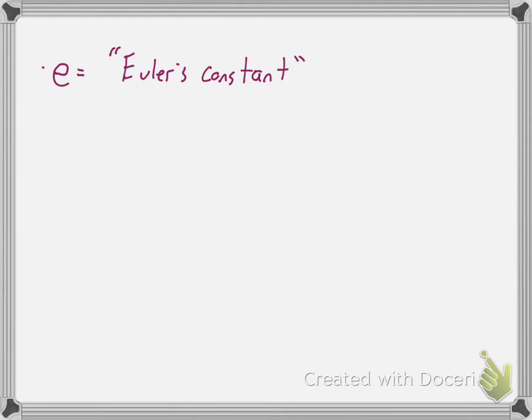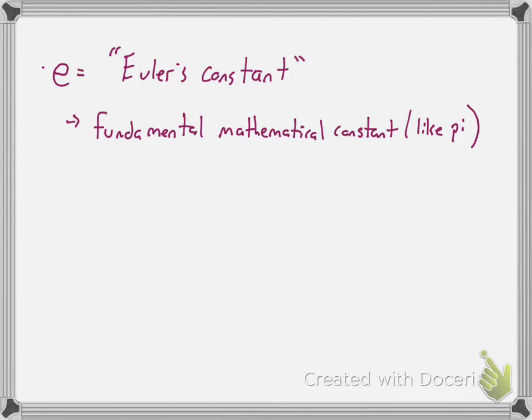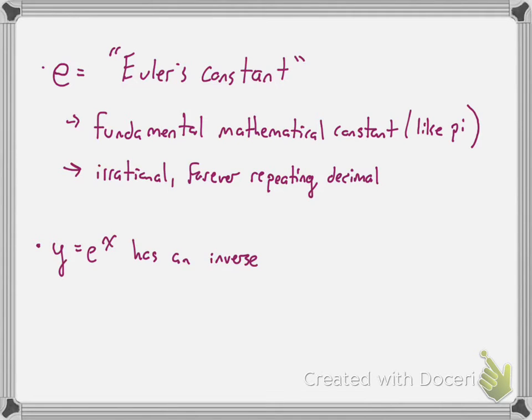Again, just to reiterate what e is, e officially is called Euler's constant. I don't know if we went over that before. And it's a fundamental mathematical constant like pi, so it's like one of those commonly used numbers. It's irrational, so we have our own symbol for it. It's irrational and a forever repeating decimal, and y equals e to the x would have an inverse. That inverse would be natural log or ln.